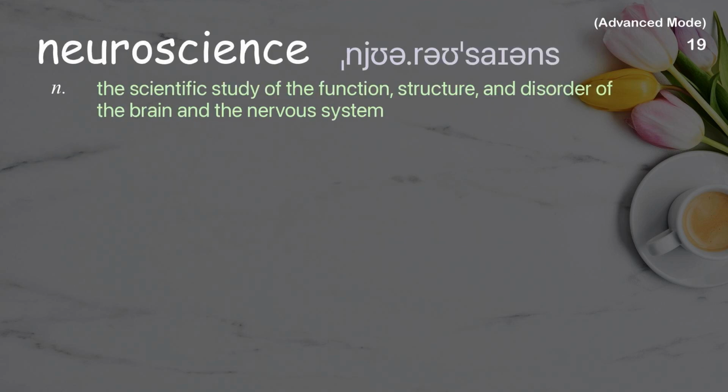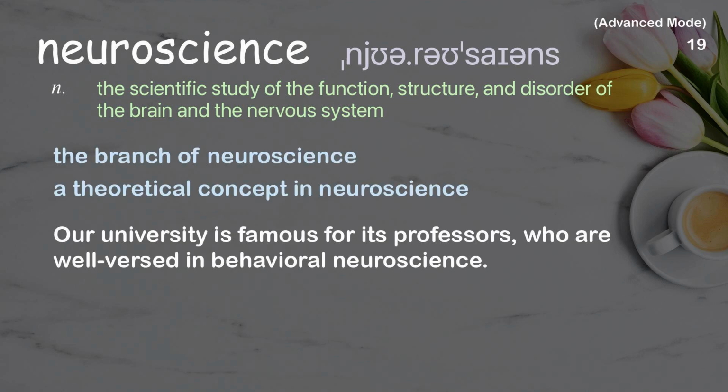Neuroscience: the scientific study of the function, structure, and disorder of the brain and the nervous system. Examples: the branch of neuroscience, a theoretical concept in neuroscience. Our university is famous for its professors who are well-versed in behavioral neuroscience.